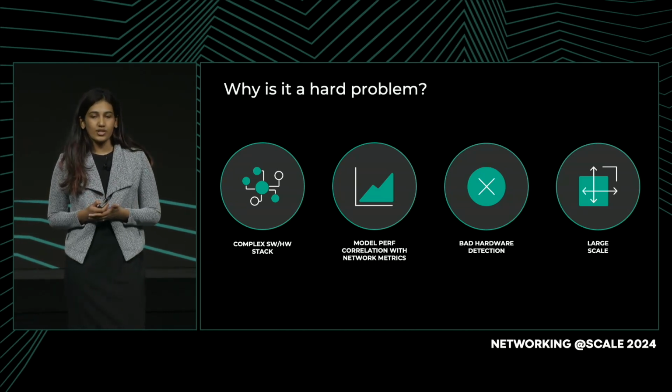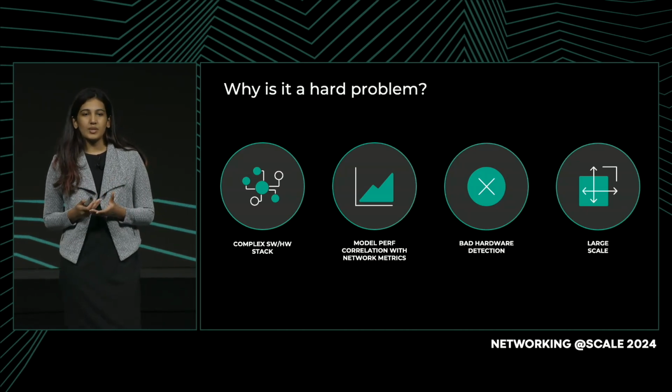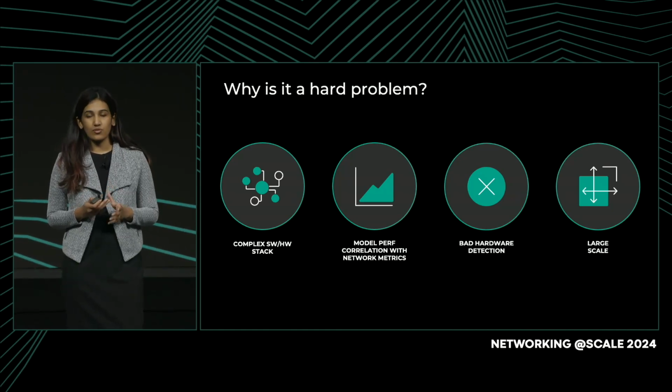Secondly, our existing monitoring tools do not give us a model-aware network performance signal. We have metrics like timeouts and packet drops, which are a clear indication that something is wrong in the network.